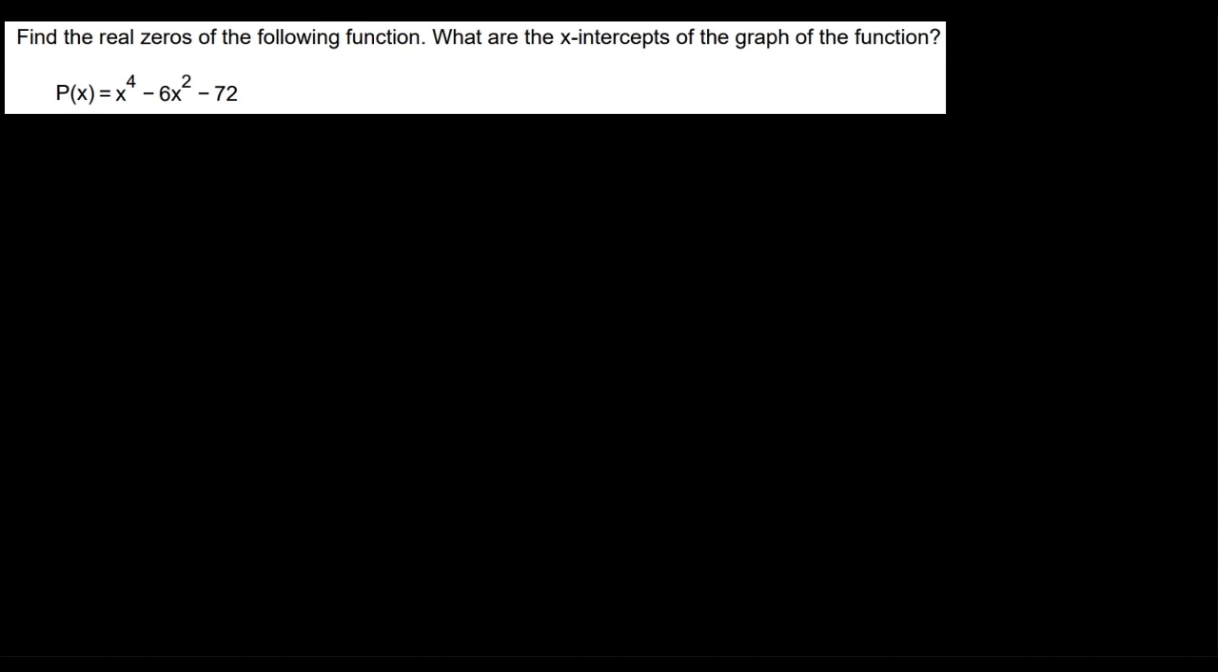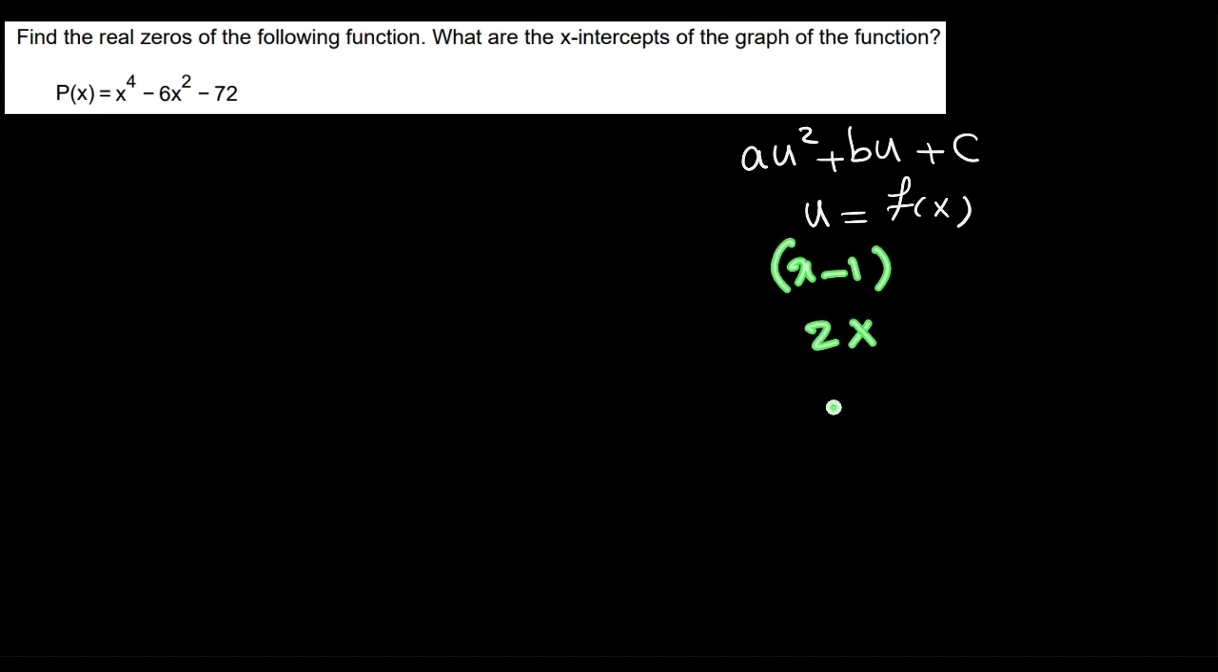By quadratic in form equation, I mean that the equation is like a u squared plus b u plus c. And as you see, I didn't use ax squared plus bx plus c anymore. And here u is a function based on x. For example, u can be x minus 1, 2x, the square root of x minus 1, or any function. Because we are looking for zeros, we set the function to 0 at the first step.